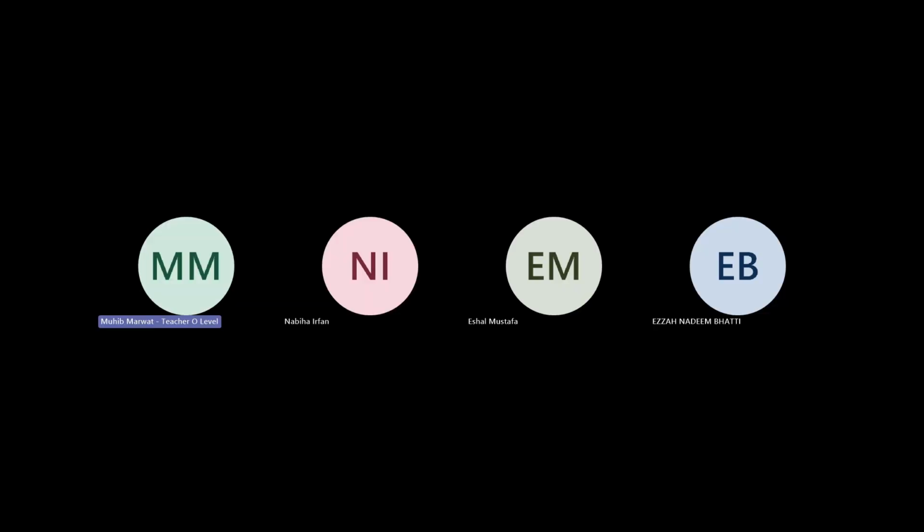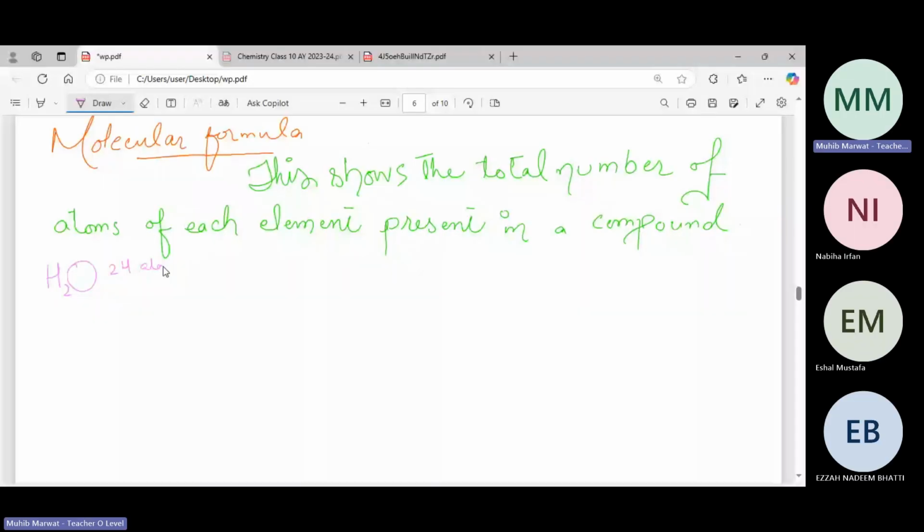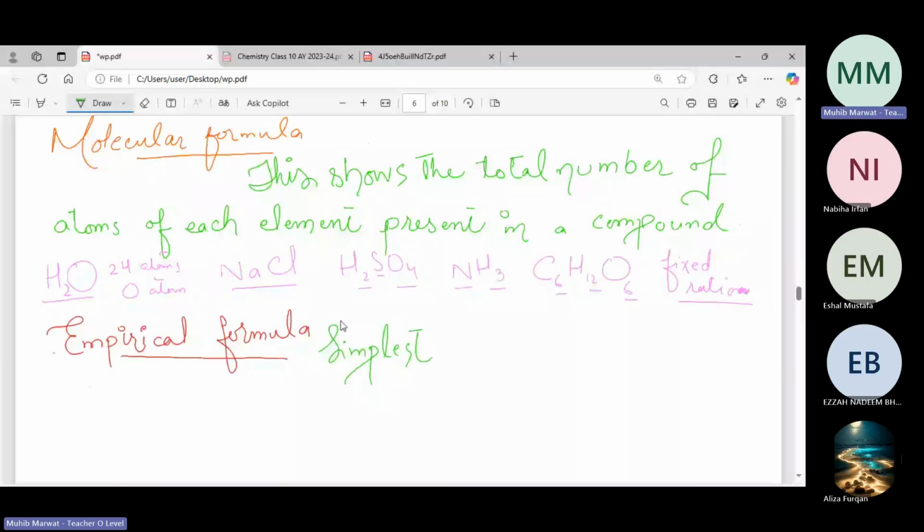Hydrogen atoms, right, and one oxygen atom in this compound. Same is the case with NaCl, right? It contains one sodium and one chlorine. What about H2SO4? It is basically a formula that shows the ratio between atoms of each element in a compound. Common number, least common multiple is, for example, we divide this by 2, the answer will become... is it clear?